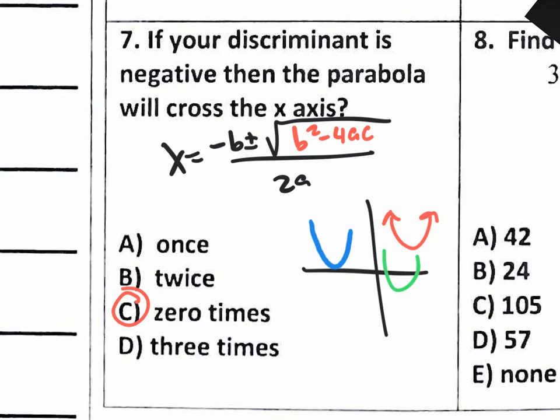If your discriminant is 0, it'll have 1. It'll touch the x-axis once. If your discriminant is positive, it'll cross it 2 times. If your discriminant is negative, you'd have an imaginary value in here, which means it doesn't cross at all. It doesn't touch the x-axis at all in that red one.